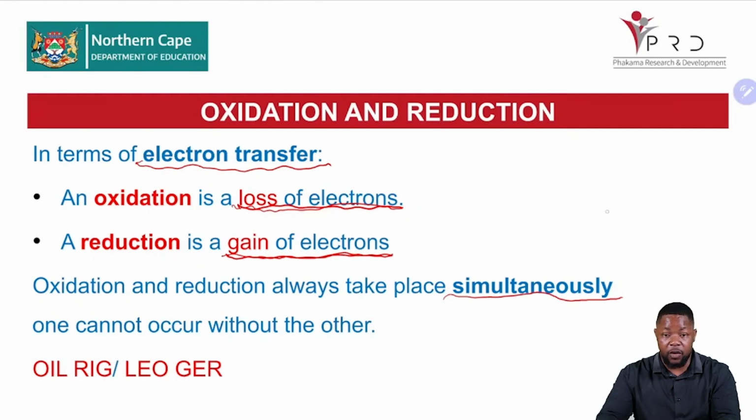Now, just to help you remember the definitions, we have these acronyms here. The first one is OIL, which is: Oxidation Is the Loss of electrons. And then we have RIG, which says that Reduction Is a Gain of electrons. So you can use that in case you forget those definitions.